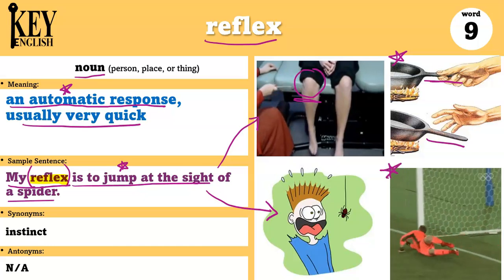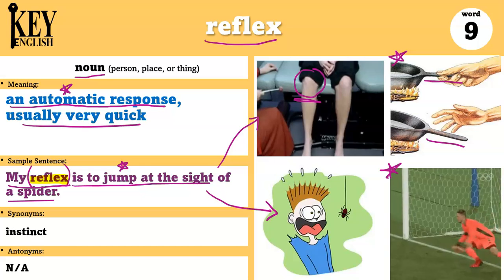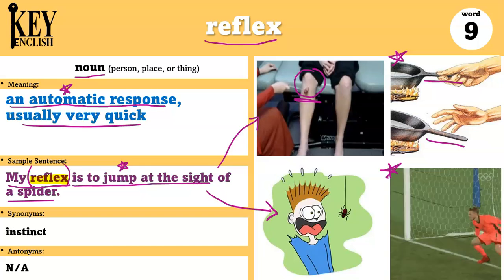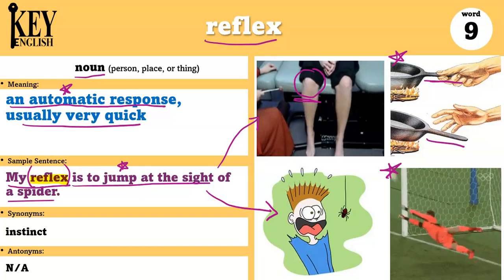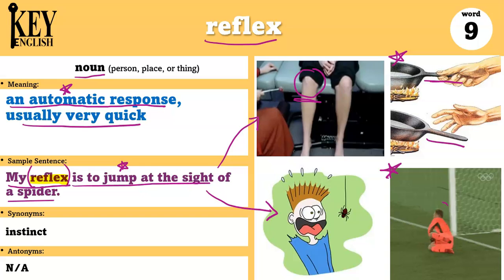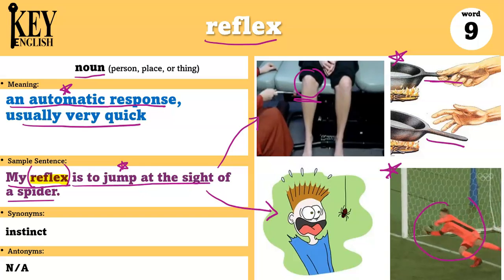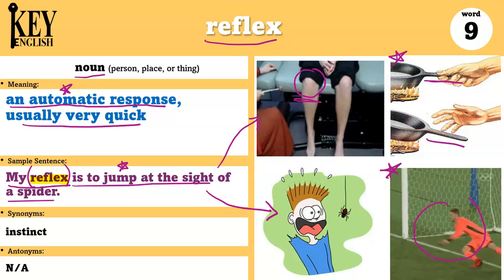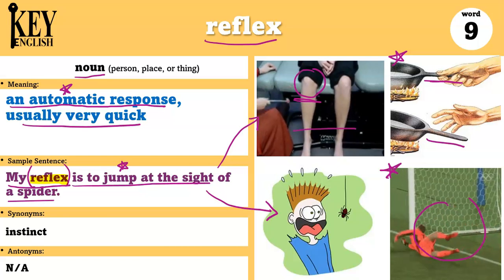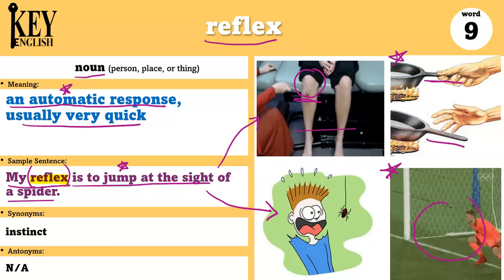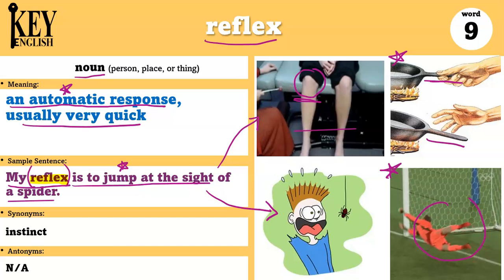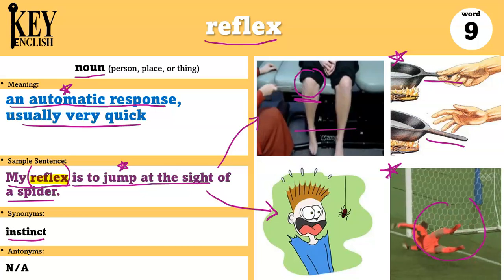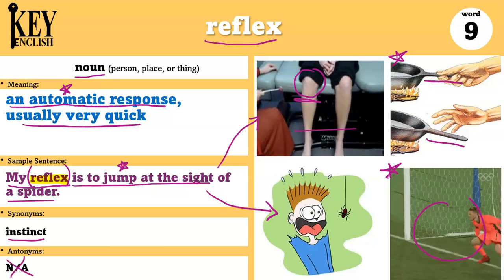And if you think about someone like a soccer player or people who play sports, they need to have very quick reflexes so that they can stop the ball. So I can say, the goalkeeper's quick reflexes helped him block the shot. Or, the doctor tested his reflex by tapping his knee with a hammer. A synonym is instinct, and there is no antonym for this word.